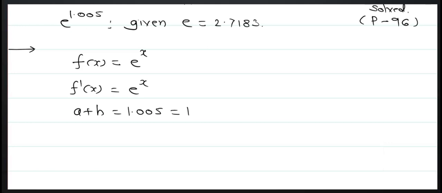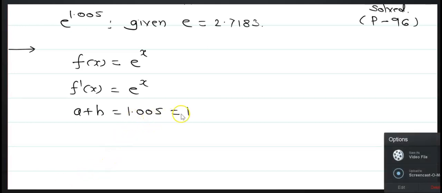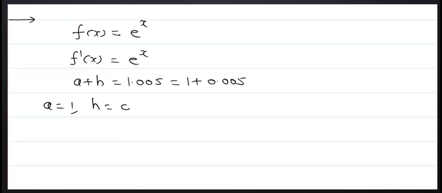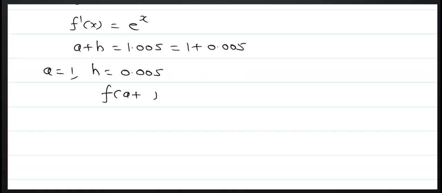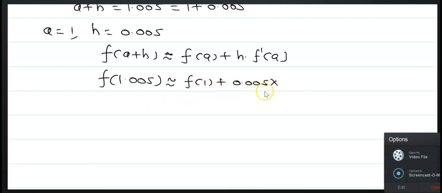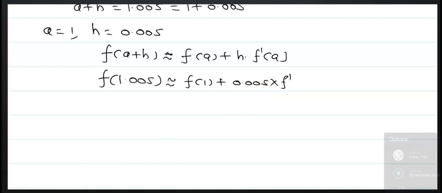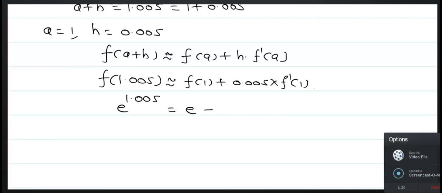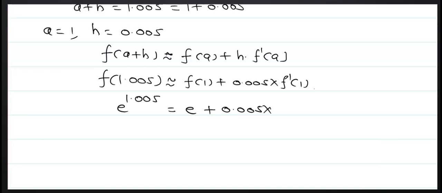Therefore, a plus h is equal to 1.005. Here a is 1 and h is 0.005. f of a plus h is approximately equal to f of a plus h into f dash of a. So f of 1.005 is approximately equal to f of 1 plus 0.005 into f dash of 1. Therefore, e raised to 1.005 is equal to e plus 0.005 into f dash of 1.